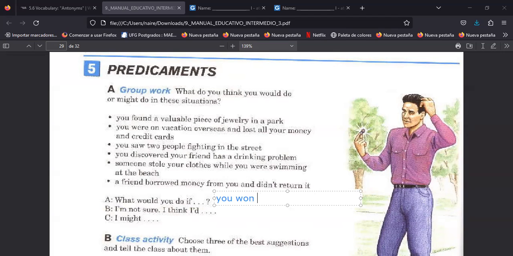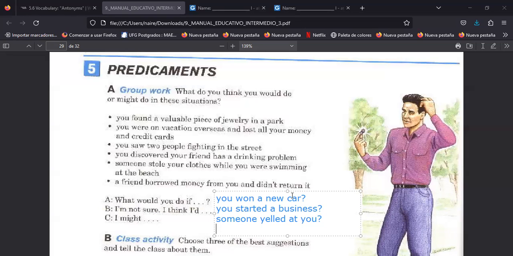Okay, so if you want a new car, for example. What will you do if you started a business? So what will you do if someone yells at you? Think about some possible situations and then you start discussing.